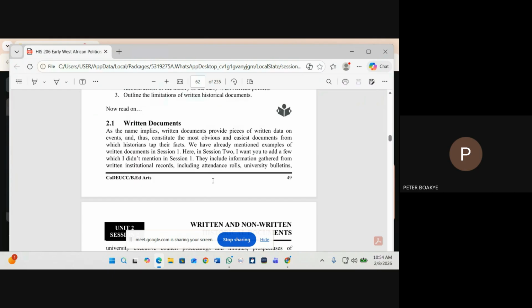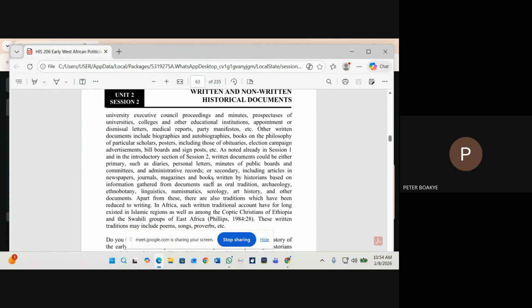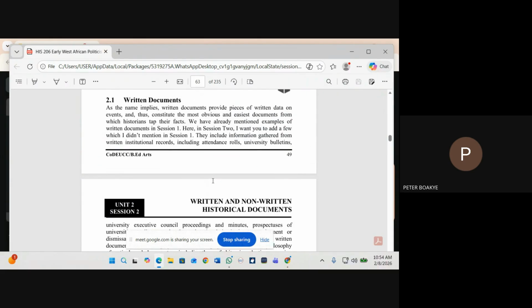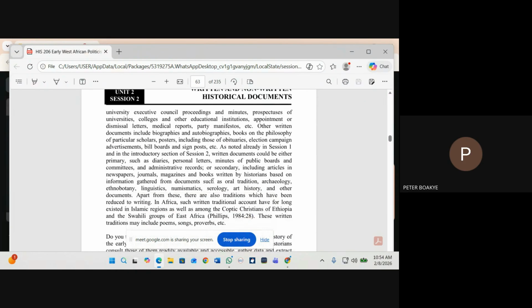We have already mentioned examples of written documents in session 1, so here we are not going to just repeat them, but we want you to add a few which I didn't mention in session 1. They include information gathered from written institutional records, university bulletins, university executive records, and many others, including even party manifestos, proceedings and minutes, prospectuses of universities, colleges, and other institutions, medical reports, dismissal letters, and all that.